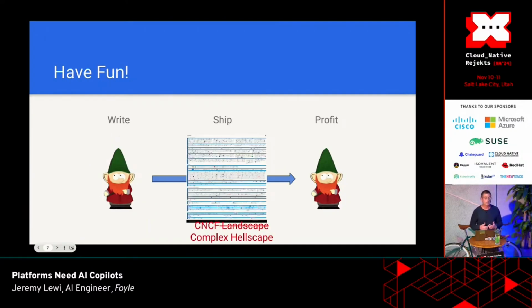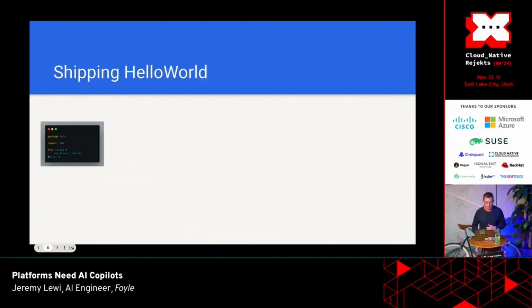But when it comes to shipping this software and operating it in production, it's still a little bit of a nightmare. We're still solving this not so much with AI, but by giving our application developers a whole bunch of tools, as kind of illustrated by the CNCF landscape. And we're kind of saying, have fun. Figure out how to use all these tools to solve all of the problems you have when you're operating that software in production.